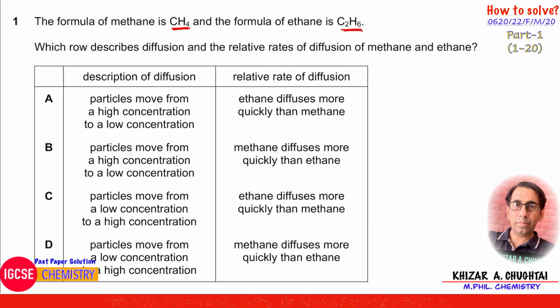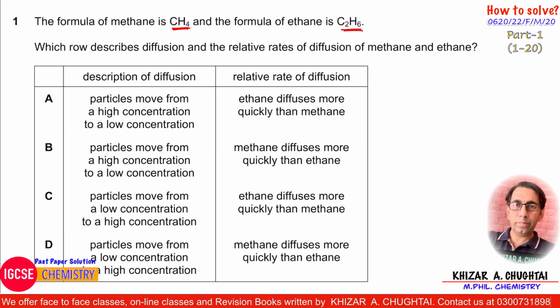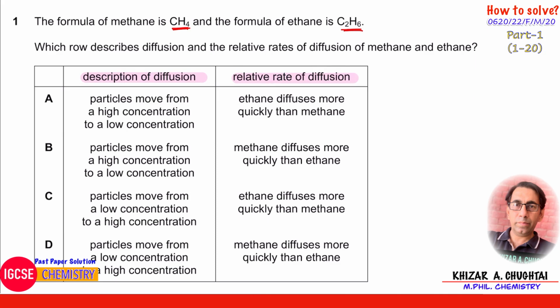Which row describes diffusion and the relative rate of diffusion of methane and ethane? The first column shows the description of diffusion and the second column shows the rate of diffusion. Do you know what diffusion is? Diffusion is the movement of particles from a region of high concentration to a region of low concentration. So from high concentration to low concentration, yes, it is correct.